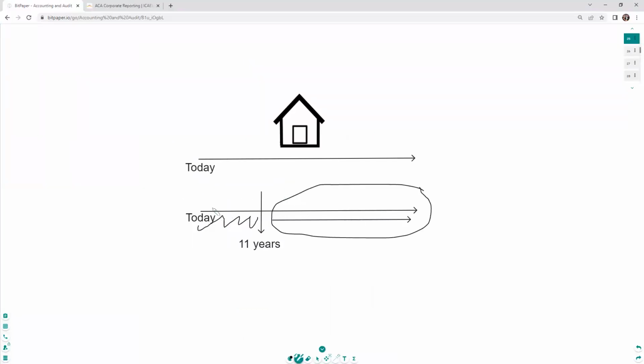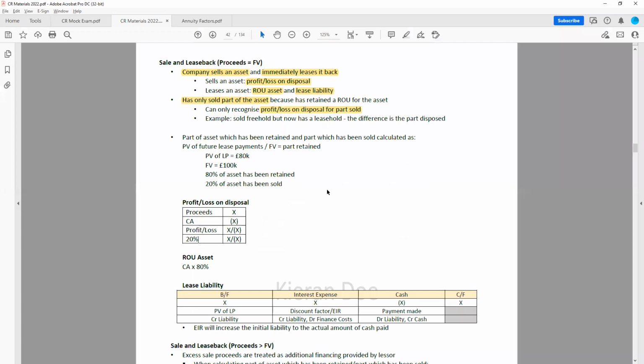You kind of do it either way. Then what we would do is we would look to work out the value of the part that they've retained. We'd take the present value of the future lease payments as a percentage of the total value of the asset, and that would give us the value of the part that they've retained.